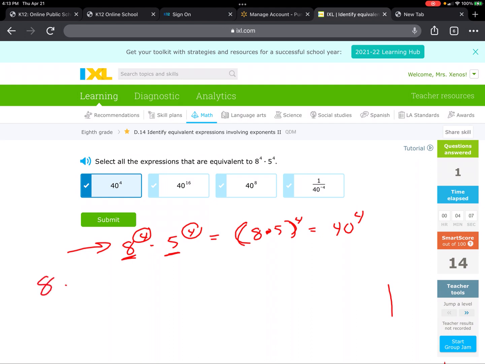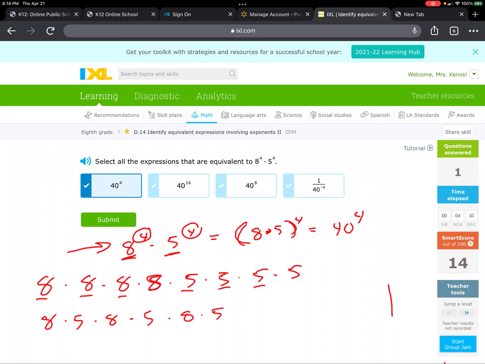Basically, you're saying 8 times 8 times 8 times 8, and 5 times 5 times 5 times 5. Writing out in expanded form, and then rearranging them: 8 times 5, and then 8 times 5, and then 8 times 5, and then 8 times 5. Using the commutative property to rearrange, we see that we have 1, 2, 3, 4 groups of 8 times 5. So that's 8 times 5 to the 4th power. So that one right there to the 8th power is not going to work.